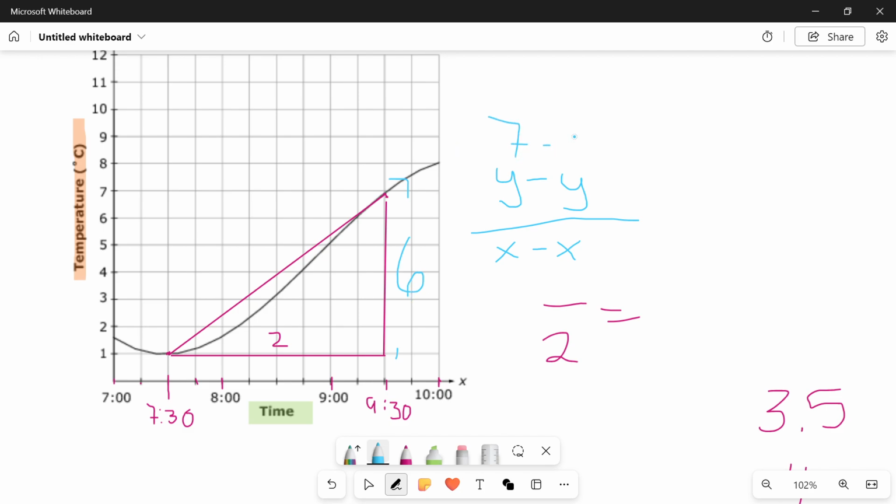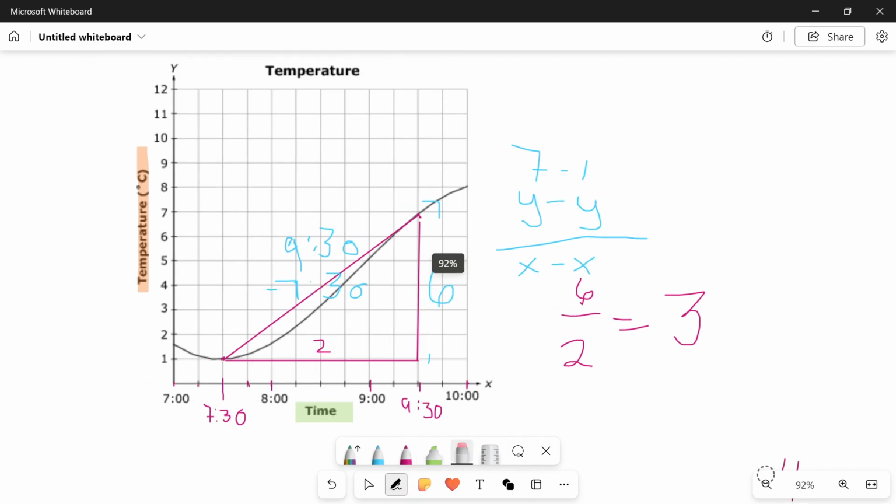7 minus 1. Just like this 2 came from taking 9:30 minus 7:30, the change in time. That's how we figured this is 2 hours that have gone by. So then we have to do the same thing. It was 1 degree and now it's 7 degrees, so it's risen 6. So going back to my answer here, it's 6 over 2, which equals 3, not 3.5.